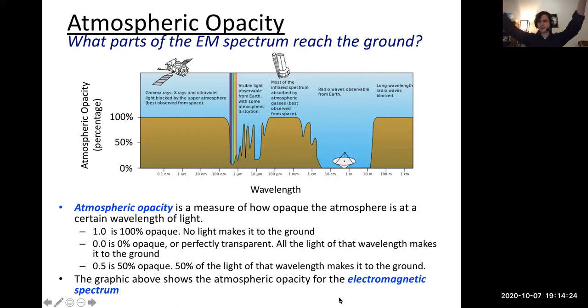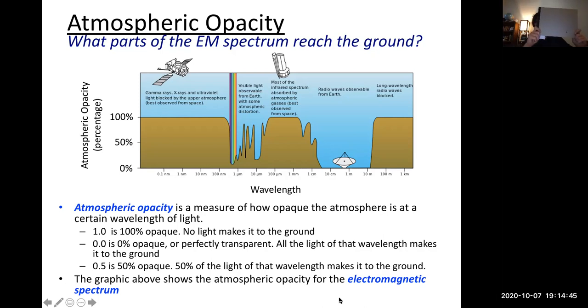So the light is coming from outer space, comes to our atmosphere, and by the time it gets to the surface, none of the light has made it. It's all absorbed by our atmosphere. Our atmosphere does not let that light reach the ground. In this case, the 100% opaque, an atmospheric opacity of 1, the atmosphere is the same as a wall.